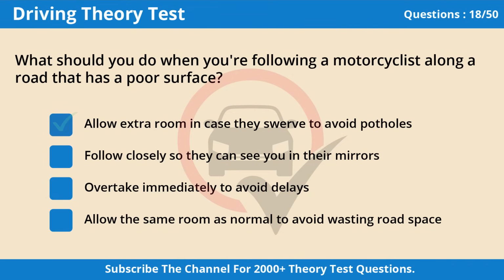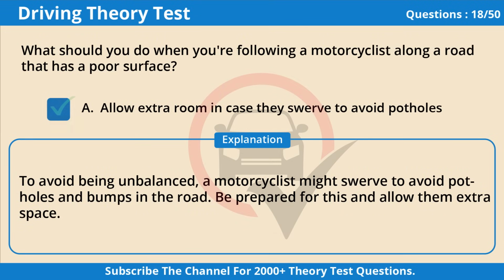A. Allow extra room in case they swerve to avoid potholes. To avoid being unbalanced, a motorcyclist might swerve to avoid potholes and bumps in the road. Be prepared for this and allow them extra space.